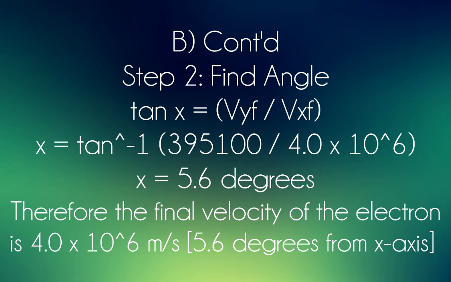The last and final step is to find the angle that the final velocity vector is aimed at from the x-axis. To find this, we must use the horizontal and vertical components of the velocity. We then use the tan trigonometric ratio to solve for the missing angle.